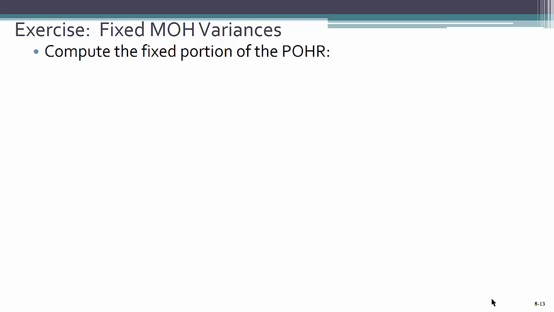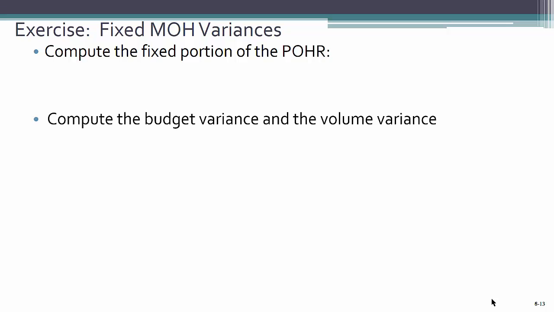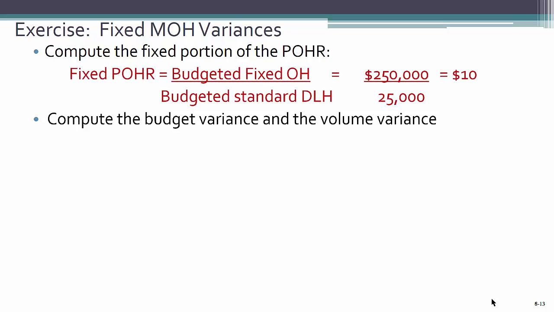Consider pausing the video for a few moments to compute the following bits of information with the facts I gave you on the preceding slide. First, compute the fixed portion of the POHR, then compute the budget variance and the volume variance. So how'd you do? To compute the fixed portion of the predetermined overhead rate, we divide the budgeted fixed overhead of $250,000 by 25,000 budgeted standard direct labor hours for a fixed POHR of $10 per direct labor hour.